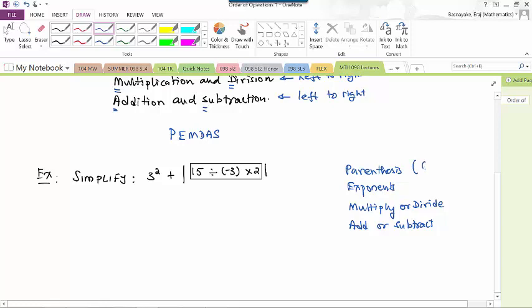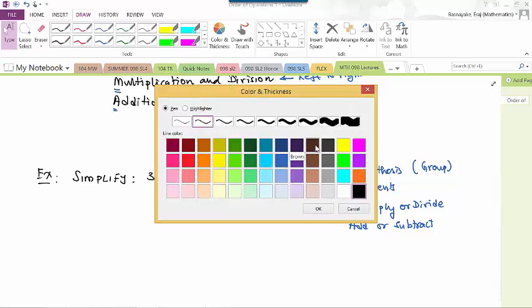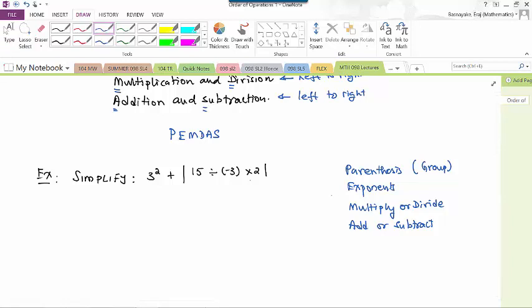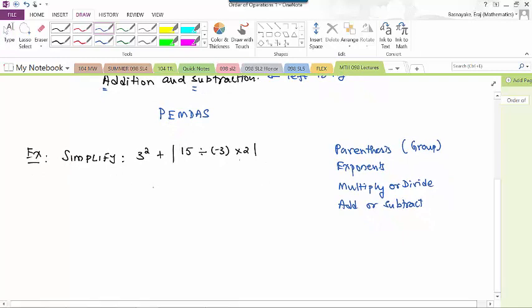So we know parentheses really means group, and so my eye immediately goes to that group right there. So that's what I'm going to do: I'm going to work that group out first. I might even take it off to the side and work the group and bring the answer back in. So just the group: 15 divided by -3 times 2. So working the group.